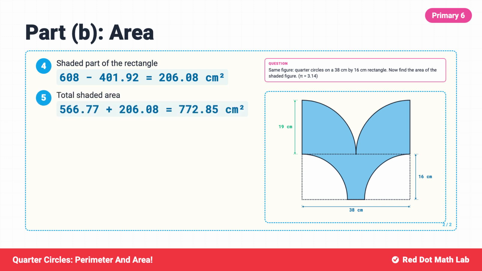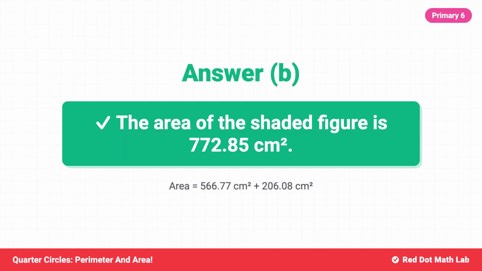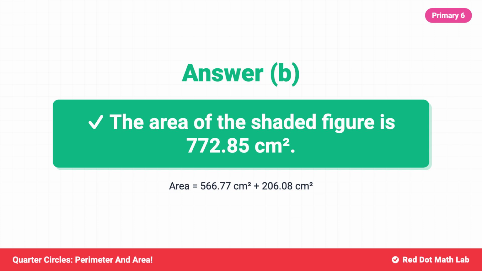Step 5, the total shaded area. 566.77 plus 206.08 equals 772.85 square centimeters. So for Part B, the area of the shaded figure is 772.85 square centimeters. Remember, whenever you see identical quarter circles in a figure, look for ways to join them into half circles. It saves so much work.